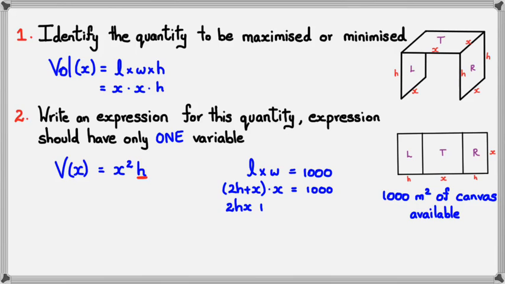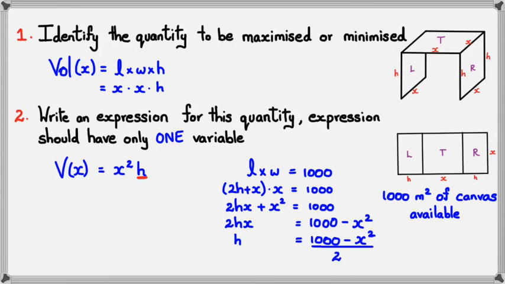So what I'm going to do is expand it out. 2hx plus x squared is 1000. Rearranging it, 1000 minus x squared. So h is equal to 1000 minus x squared divided by 2x. Now you can simplify further if you want to, guys. It doesn't really matter. At the end of the day, you're still going to end up with the same answer.